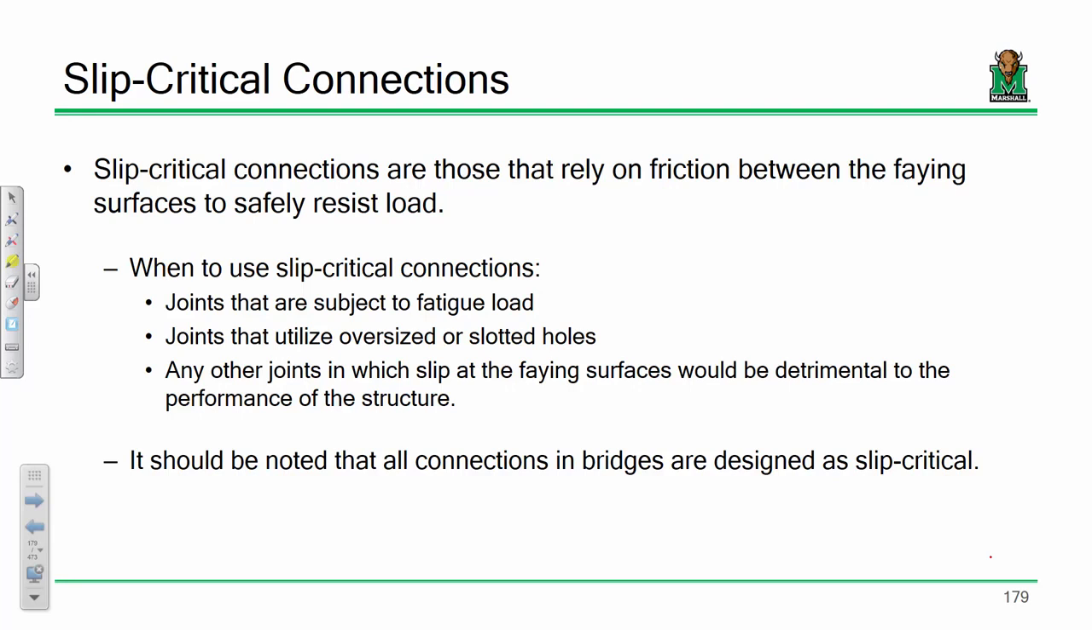A very simple answer is any time that an element is subjected to fatigue, any time that you're using an oversized hole or a slotted hole, although we're not going to worry about that for the purposes of our class, and just any other joint in which slip would be detrimental. So I'll go ahead and tell you most regular, beam to column type connections or something like that are not going to be designed as slip critical. But if you have something, let's say in an earthquake scenario, you are probably going to detail that as a slip critical connection. And definitely in bridge land, you're going to detail all of those connections as slip critical.